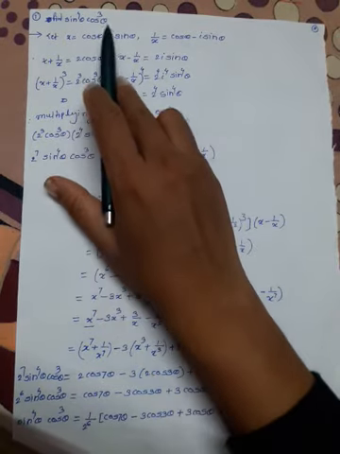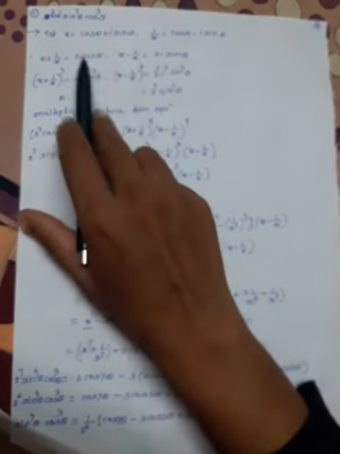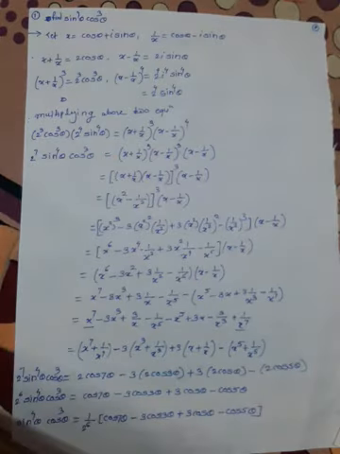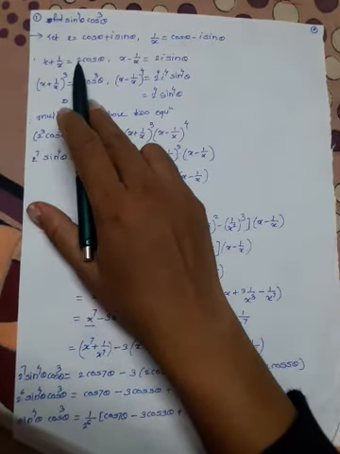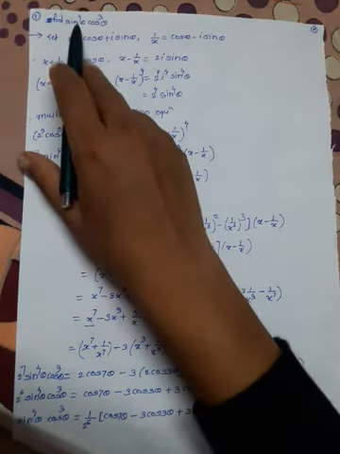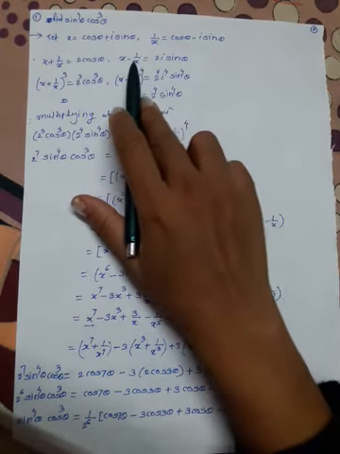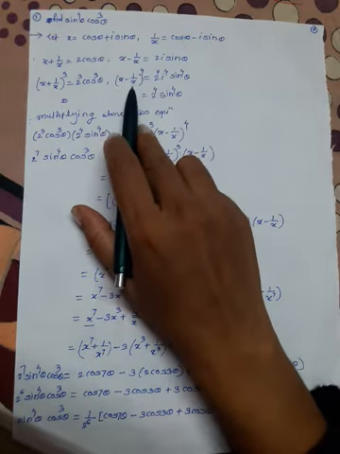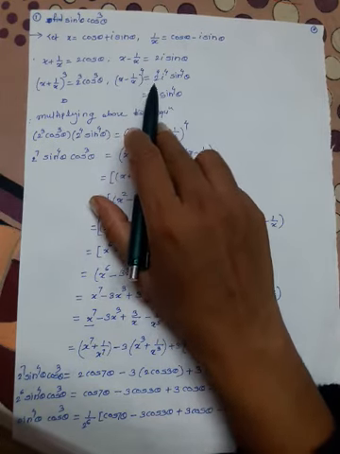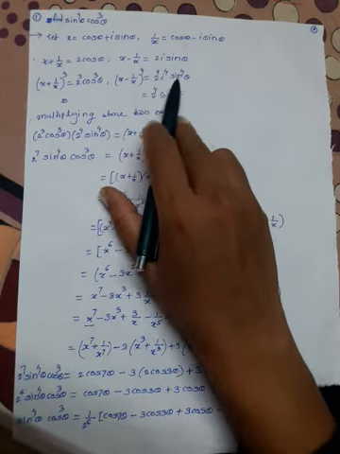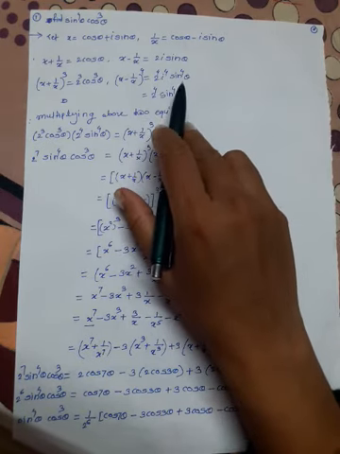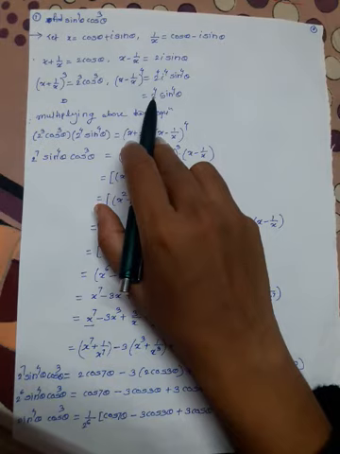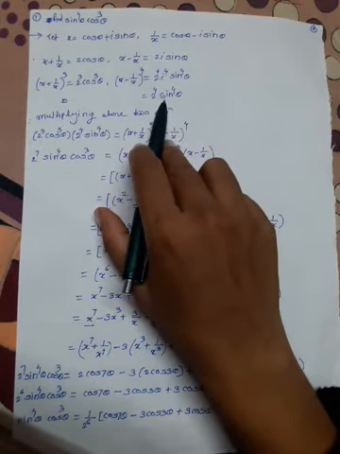Now for cos cube, take the cube on both sides. We get (x plus 1 upon x) cube is equal to 2 cube cos cube theta. And for sin raised to 4, take the power 4 on both sides, we get (x minus 1 upon x) raised to 4 is equal to 2 raised to 4 i raised to 4 sin raised to 4 theta. i raised to 4 becomes i square squared, that is minus minus plus. 2 raised to 4 keep as it is, sin raised to 4 theta.